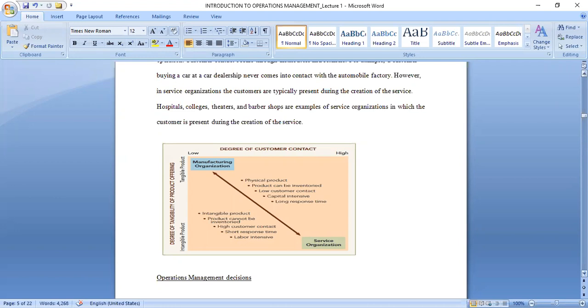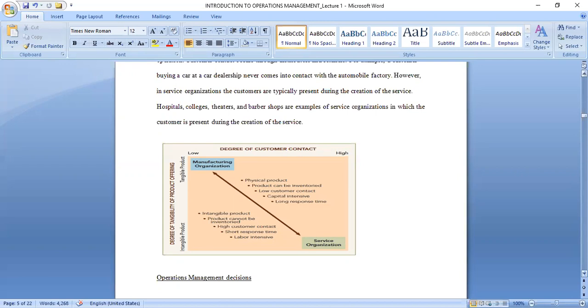With labor intensive, we mean that human beings are used to do the work. And with manufacturing, we realize that products can be inventoried. We have inventory with manufacturing, whereas with the service organization, we don't have inventory. Inventory here, we are looking at the stock, the raw materials. Those are not there in the service organization.